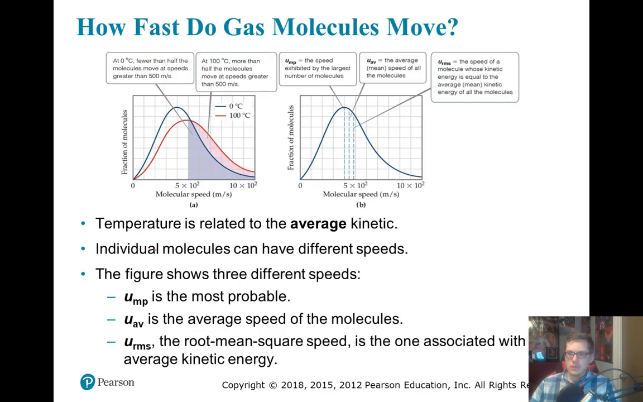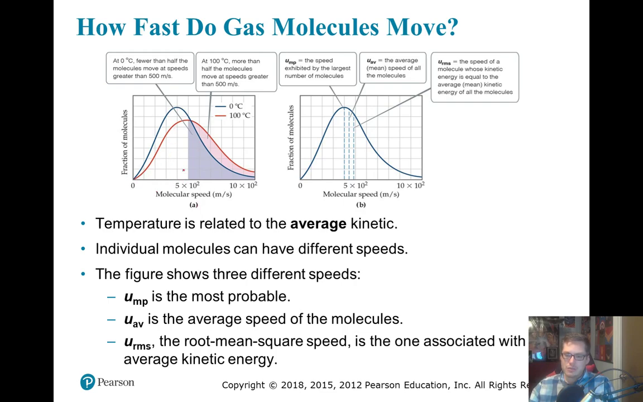So how fast do molecules move? Now, this is kind of an idea. We're going to get these graphs up here. These graphs are bell curves, not perfect bell curves, obviously, but they're showing you the relative amounts of molecules moving at specific speeds. So this blue bell curve is at 0 degrees Celsius.